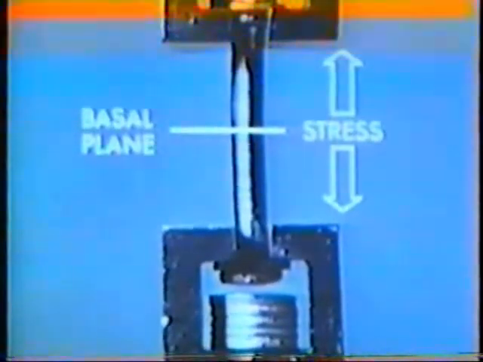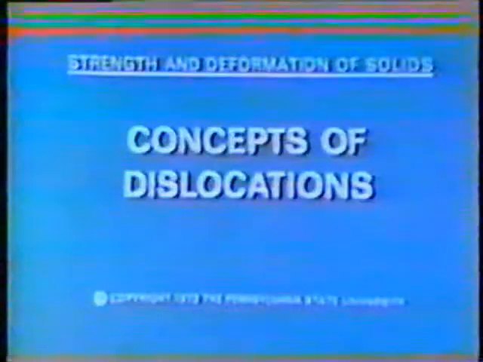Observe what happens when a single crystal of zinc, oriented with the basal plane perpendicular to the applied stress, is subjected to tension. Rather than slipping on some other plane, the specimen fractures on the basal plane. Only elastic strain occurs. The resulting fracture surface is smooth and has a mirror-like finish.